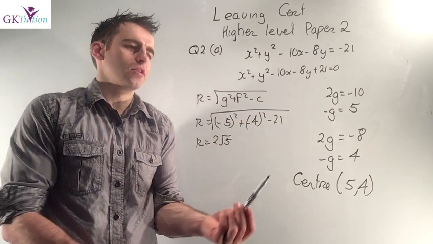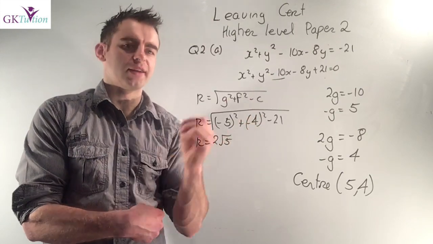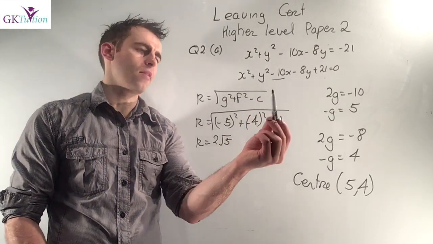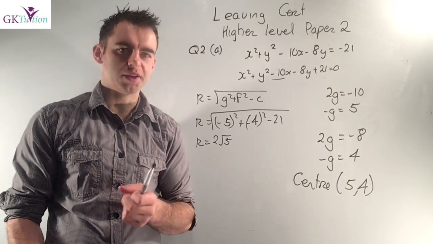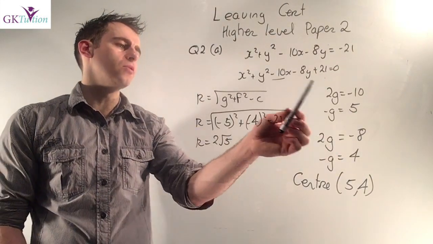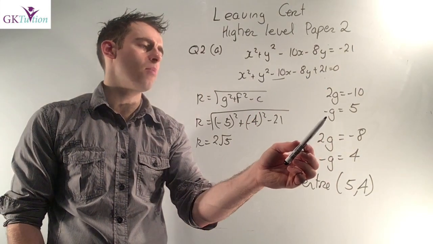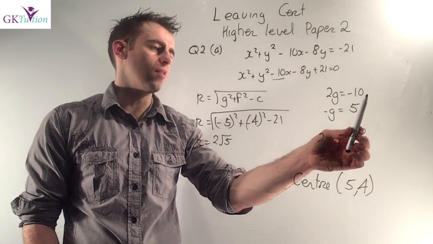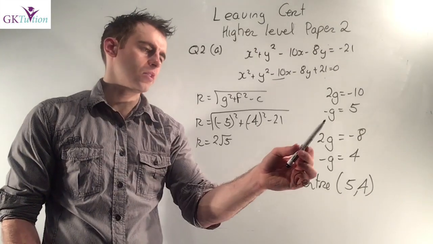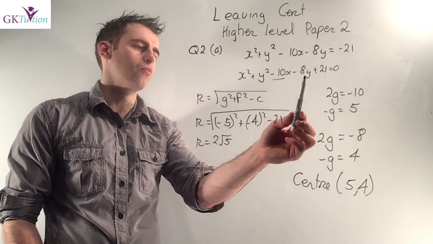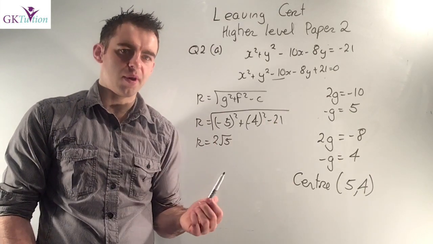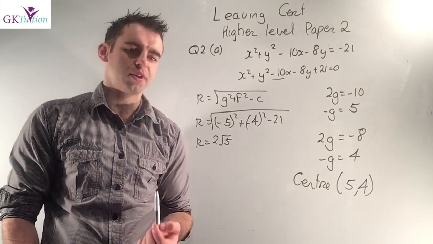Now, to get the center, you need to look at the number in front of x and the number in front of y. Whatever's in front of x is 2g. And to get the center, you need minus g and minus f. So if you take whatever's in front of the x and divide it by minus 2, minus 10 divided by minus 2 gives you plus 5. So the x value of your center is 5. If you take the value in front of y, which is minus 8, divided by minus 2, the y value works out as 4.